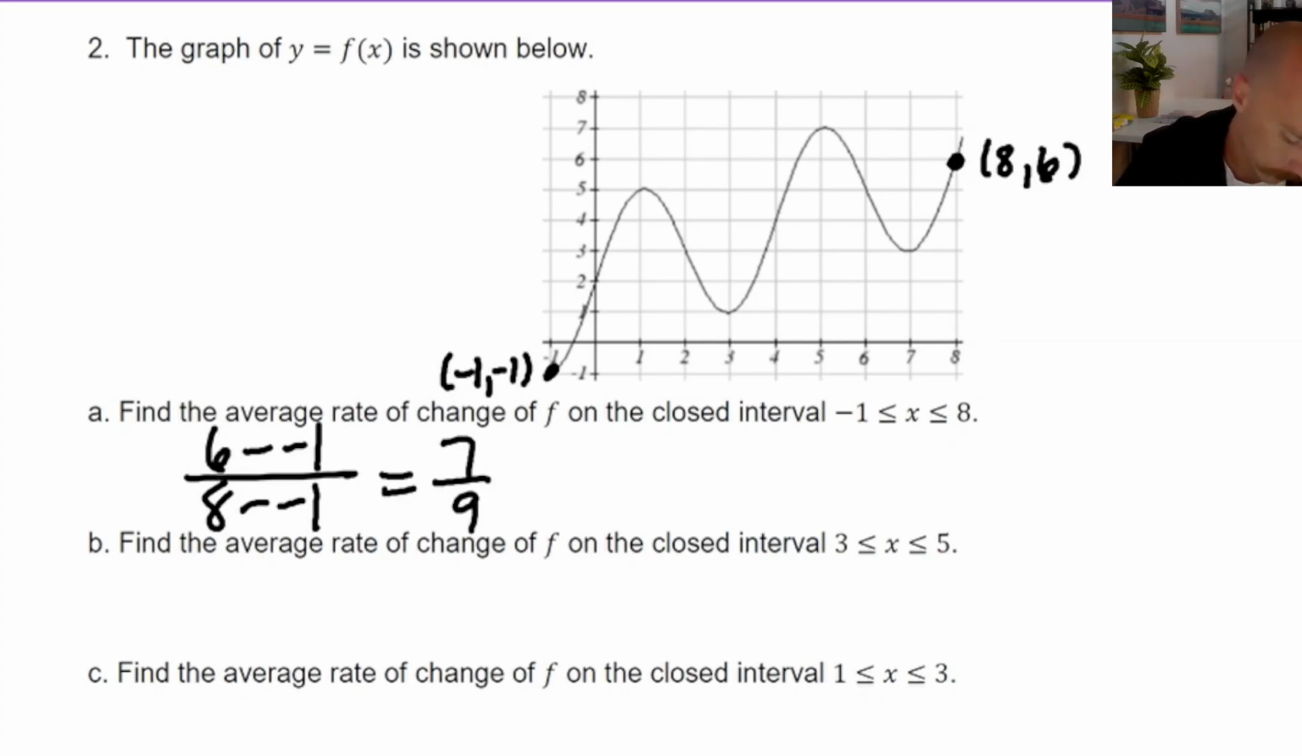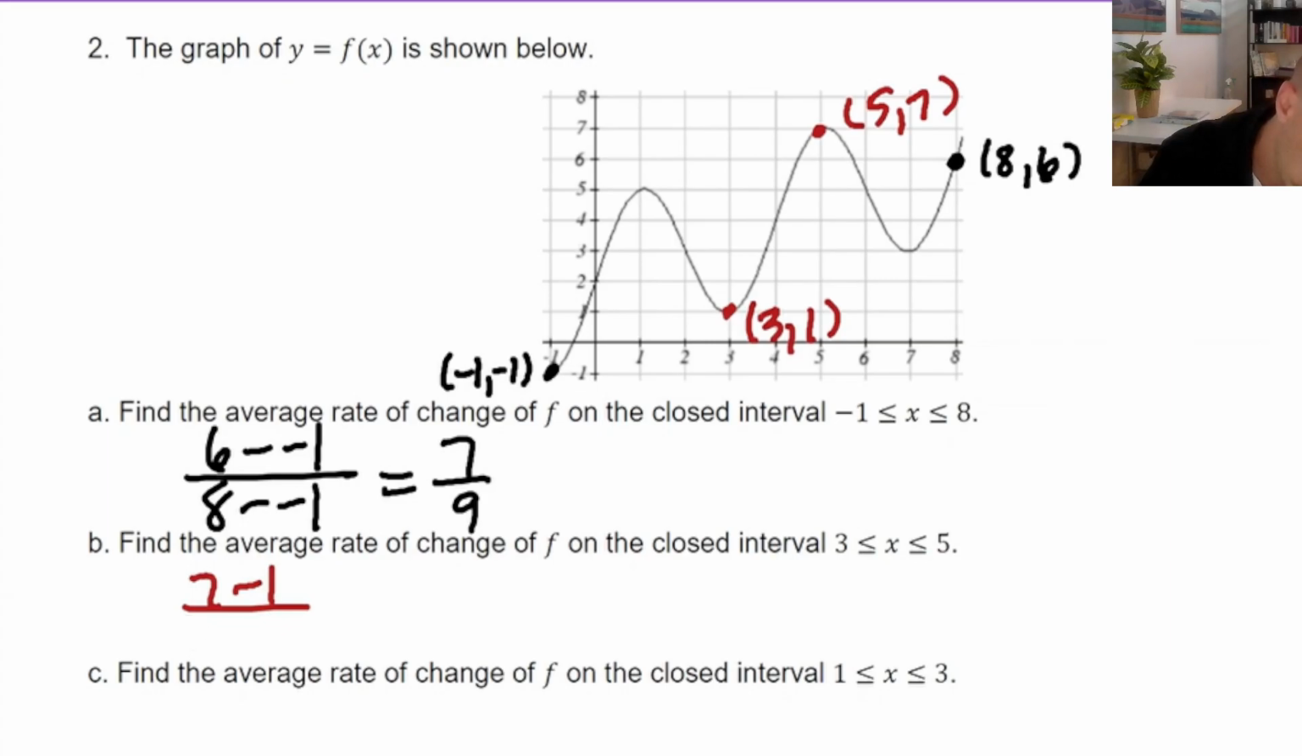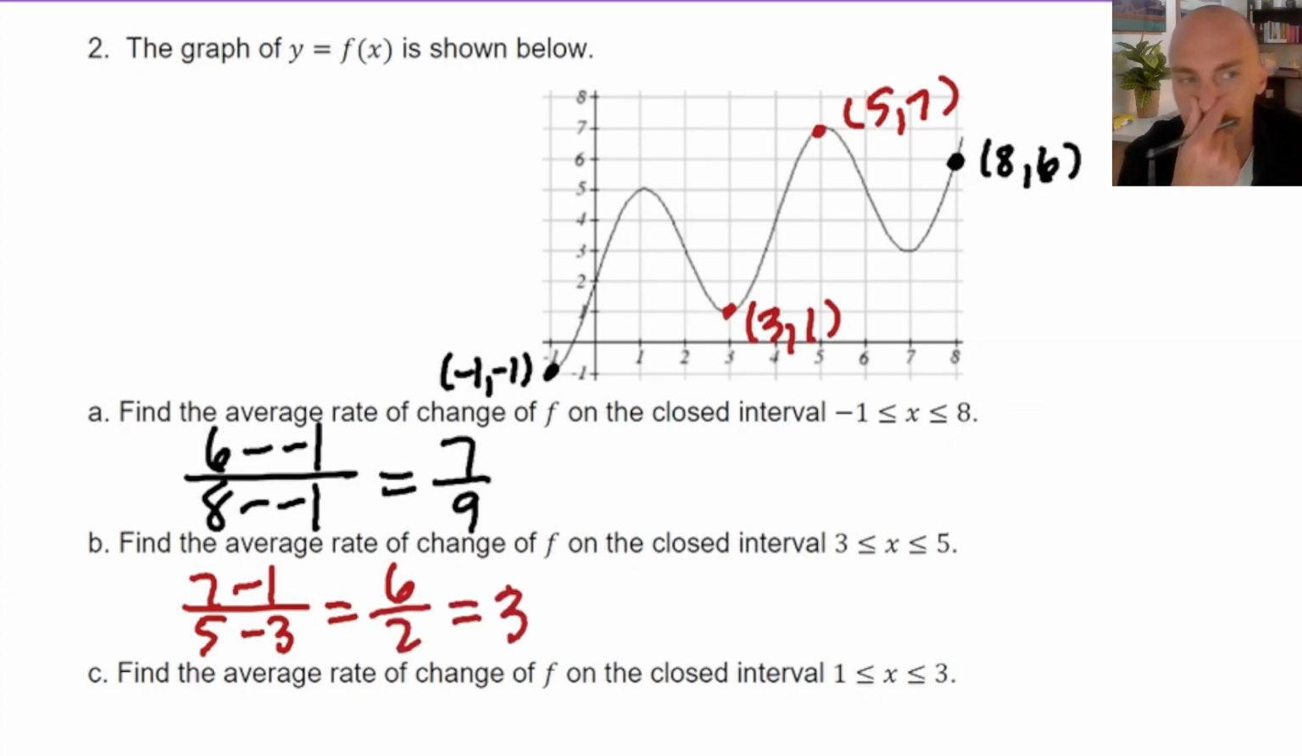Average rate of change of f on the closed interval 3 to 5. It's going to be much greater. It's much steeper between those 2 points. So I'm going from the point 3, 1 to 5, 7. So 7 minus 1 over 5 minus 3. So that'd be 6 divided by 2, and that's going to be 3. Yeah, so that's definitely steeper than 7 over 9.